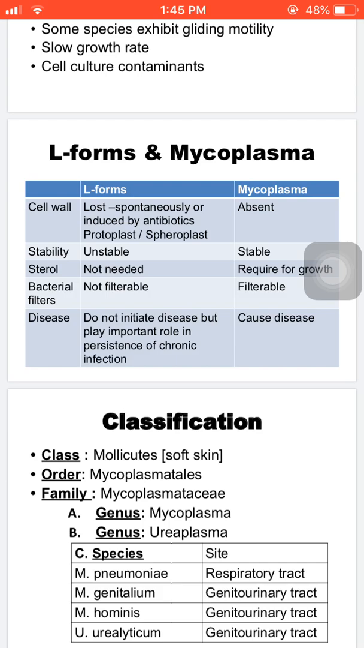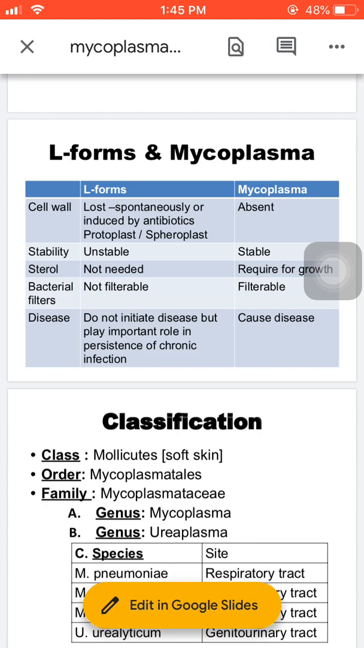Coming to sterol requirement, Mycoplasma requires sterols for their growth, whereas L forms do not. Mycoplasma are filterable through the bacterial filters, whereas L forms are not filterable. Mycoplasma cause a variety of respiratory and genitourinary tract diseases, but L forms as such do not cause or initiate any disease. But yes, they play a very important role in persistence of chronic infection because they can't be inactivated. If you are using a cell wall inhibitor antibiotic, it doesn't act on these L forms and they can remain, they can have a role in persistence of chronic infection.